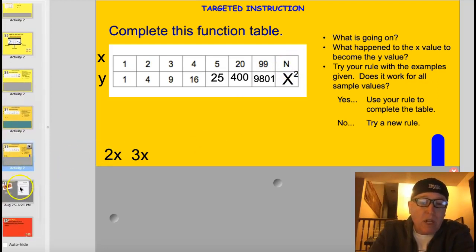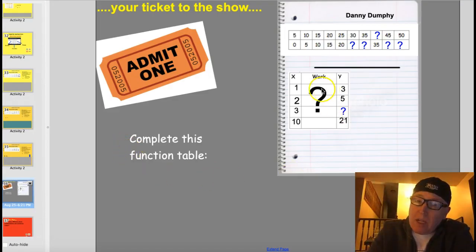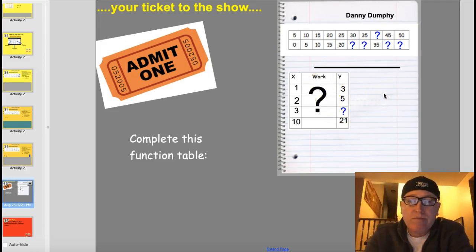Okay, it's time for the ticket to the show. Just a couple of them here. Fill in these charts. You got 5 question marks up top here. And here you've got just one y value you need to figure out, but you need to figure out what the function is. Okay.